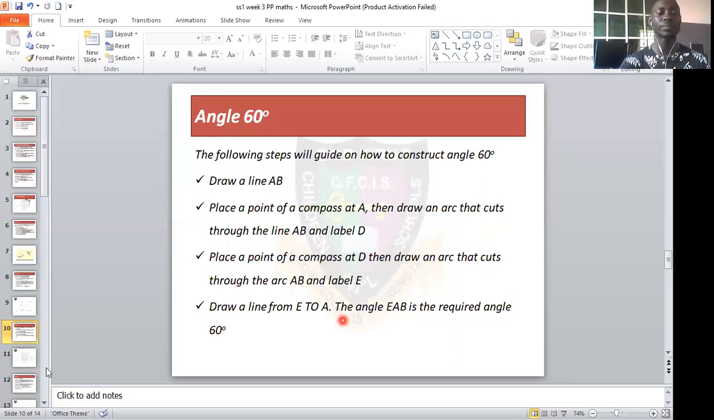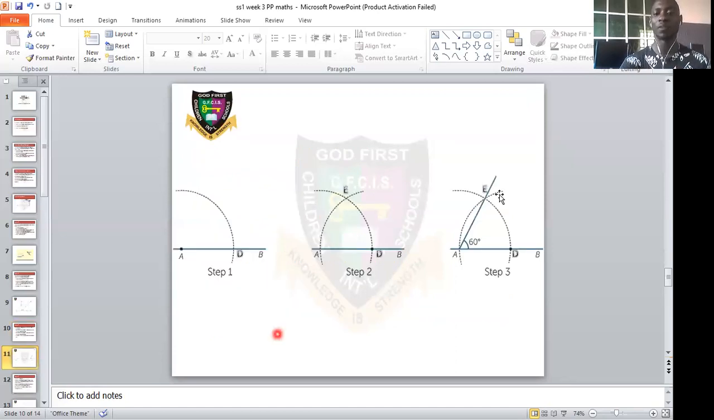Angle 60. So draw a line from E to A. So EAB is what? Angle 60. You finish constructing all this angle, get your protractor to confirm. But if you follow this procedure outrightly, you will surely get the angles rightly.